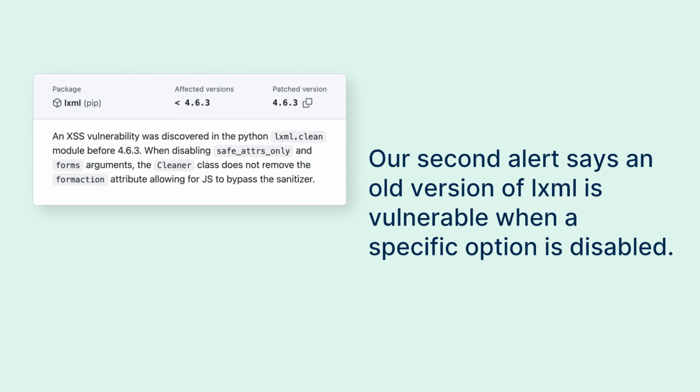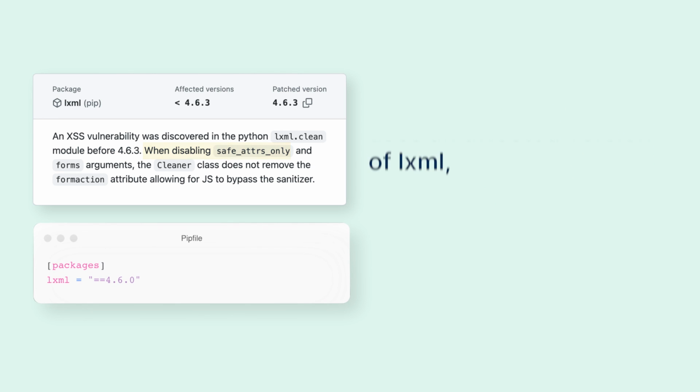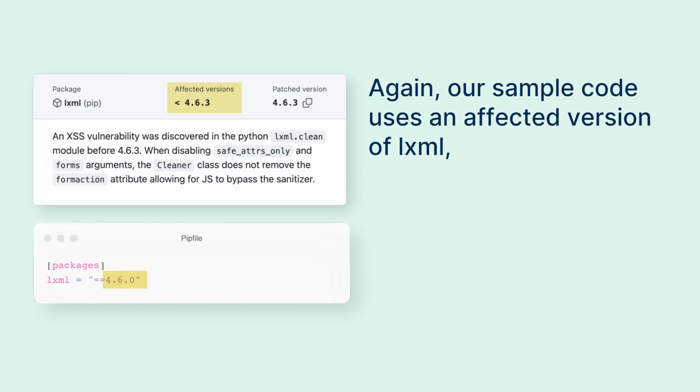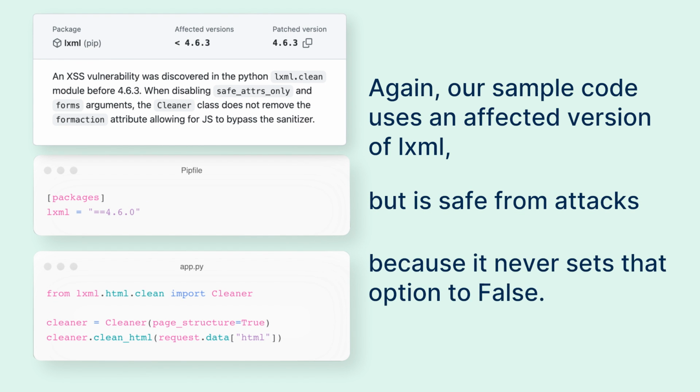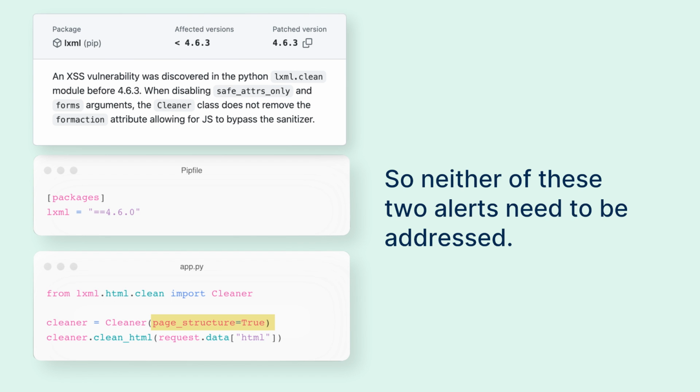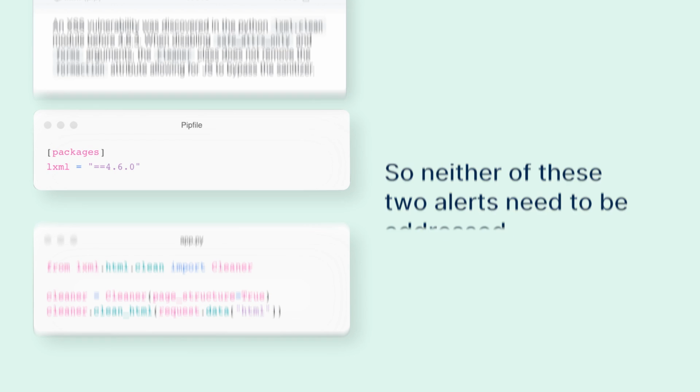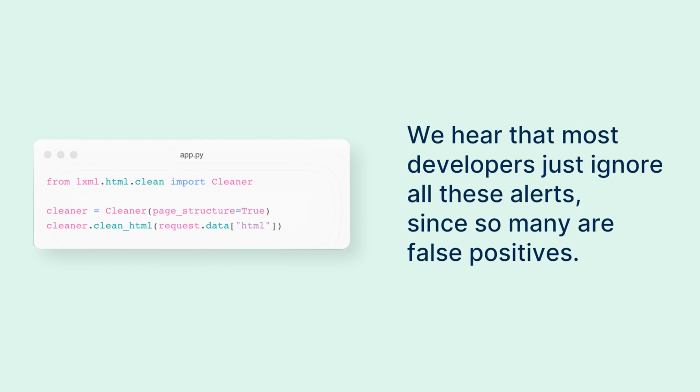Our second alert says an old version of LXML is vulnerable when a specific option is disabled. Again, our sample code does use an affected version of LXML, but it's safe from attacks because it never sets that option to false. So neither of these alerts need to be addressed. We hear that most developers just ignore all these alerts, since so many are false positives.